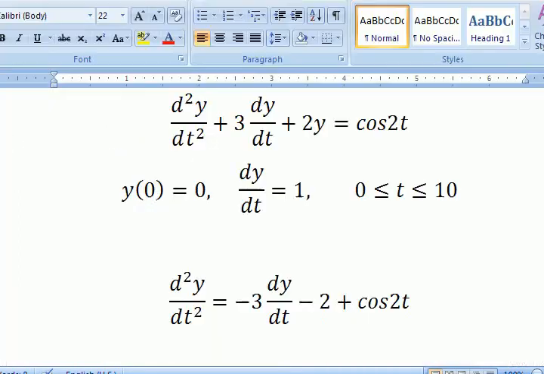Now let's take a look at the second differential equation, and it's d squared y over dt squared plus 3 dy/dt plus 2y equals cosine 2t, with initial conditions of y(0) equals 0 and dy/dt equals 1. And we'll be solving this equation graphically on the interval from 0 to 10 seconds. Let's rewrite our equation in the form d squared y over dt squared equals negative 3 dy/dt minus 2y plus cosine 2t, and construct block diagram in Simulink.